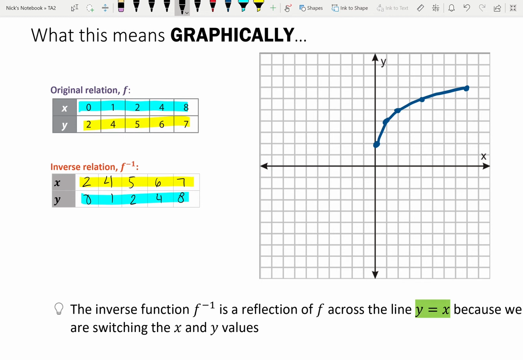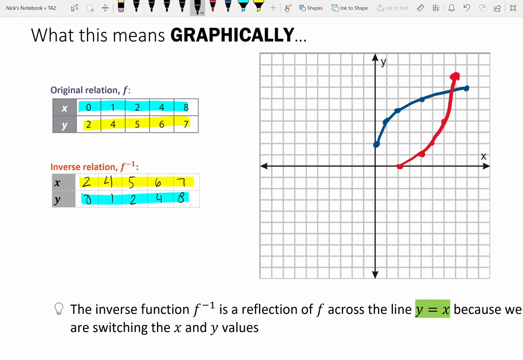Now let's go ahead and take a look at what this is going to look like graphically. It's going to be really interesting. Okay, so instead of 0, 2, we're going to graph 2, 0. So it's going to be 2, 0 right there. Then we go to 4, 1, 5, 2, 6, 4, and then 7, 8. Right here. Okay. You'll see they kind of look similar, right? They kind of look pretty similar, right?